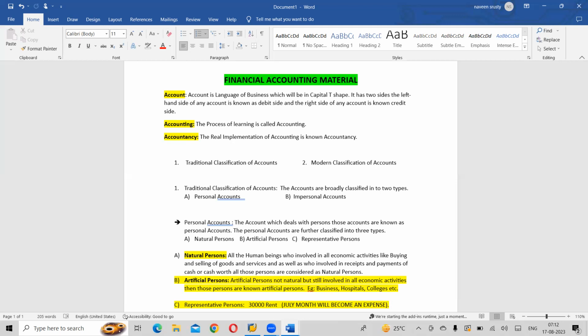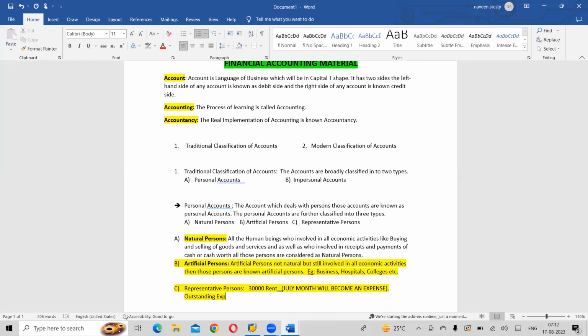Then it turns from an expense into a liability. So this is considered as outstanding expenses. Whatever expenses we are liable to pay, outstanding expenses. Understood?